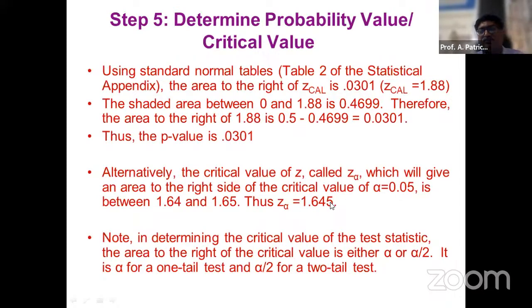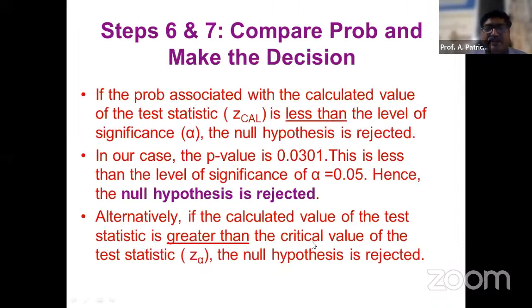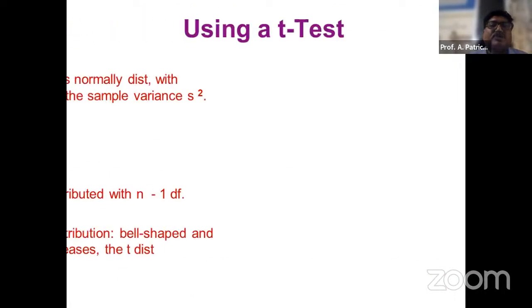Because the calculated value exceeded the critical value, we reject the null hypothesis, right? So write the decision: greater than. The calculated value of the test is greater than the critical value, so the null hypothesis is rejected. When we say the null hypothesis is rejected, what will happen? The alternate gets accepted. So these are some conclusions.